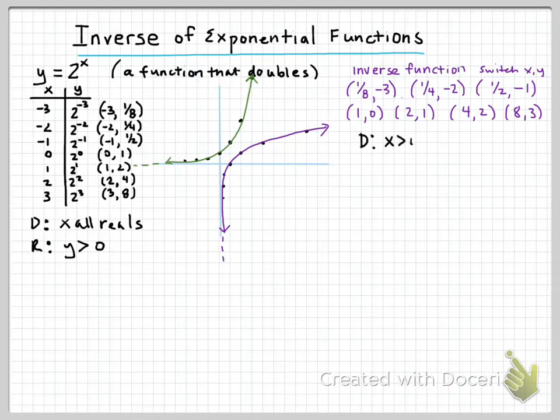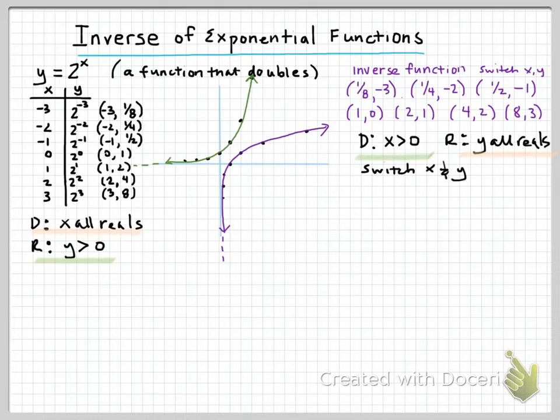And again, we'll also switch the domain and range, because that's a thing that we do as well when we take the inverse of a function. We switch all the x and y points, and we switch the x and y's in the domain and ranges. You can see where it says x is all reals, now it says y is all reals, etc.